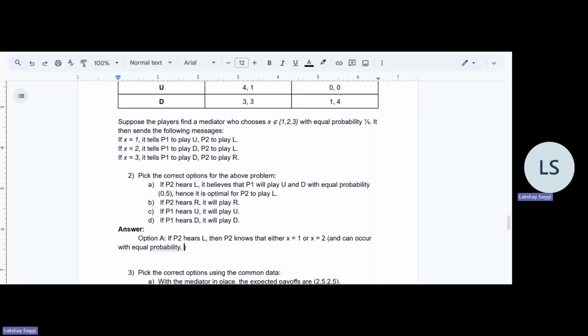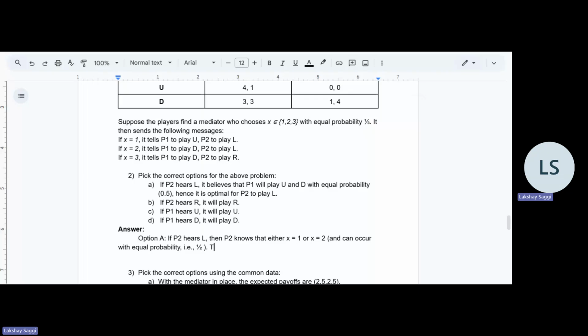Probability, that is, so the probability is 1 by 2. Okay. So now even though P2 does not know the output of the experiment of the mediator, what P2 knows is that x equal to either 1 or x equal to 2. Both are with probabilities half. So P2 will play accordingly. So P2 will assume that x equal to 1 or x equal to 2 came up, and both came up with equal probability half.